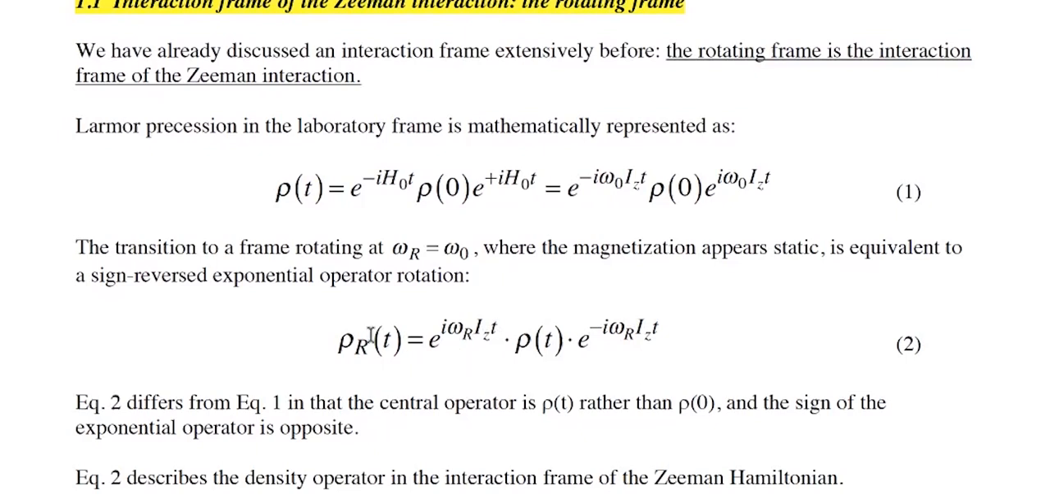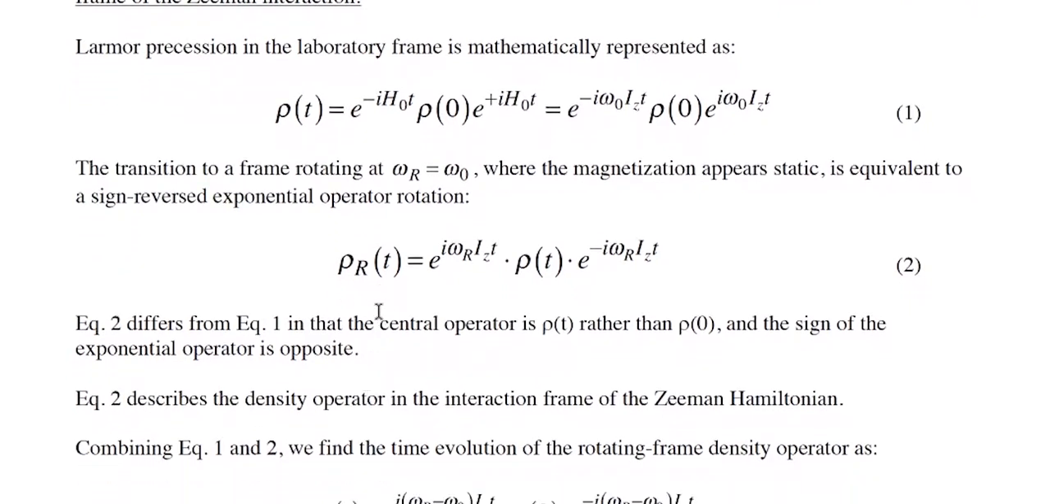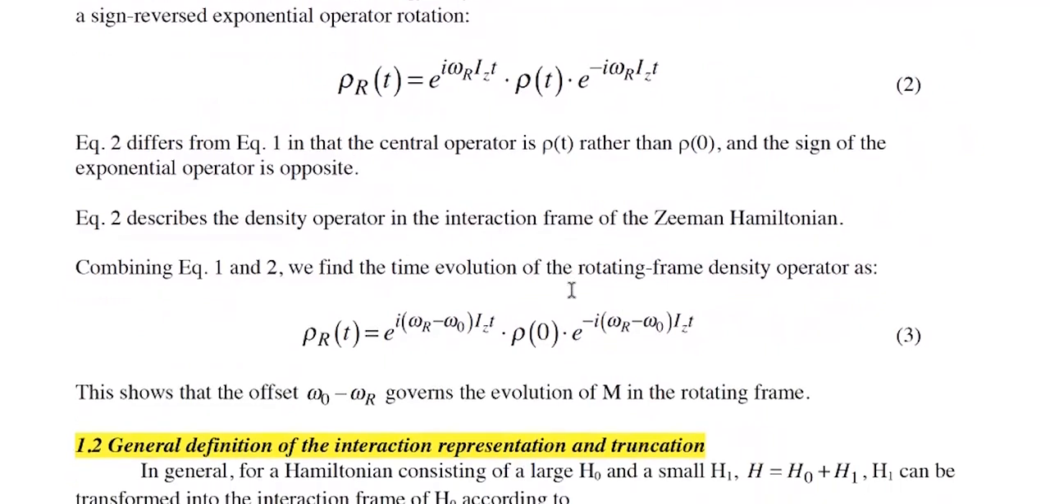So this is the procedure, or the definition, for how you would create a rotating frame or interaction frame expression of the density operator. Okay, so the rho of t in the center here, without a subscript, is the laboratory frame version. That is my normal time evolution. And rho of R is the interaction frame, rotating frame representation of the density operator. Equation 2 is the density operator in the interaction frame of the Zeeman interaction.